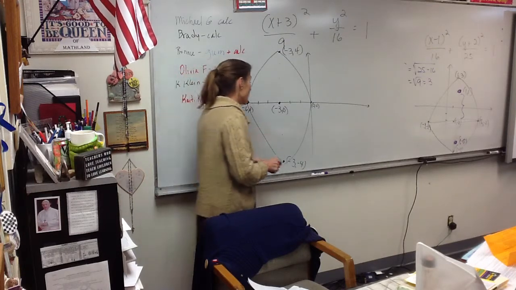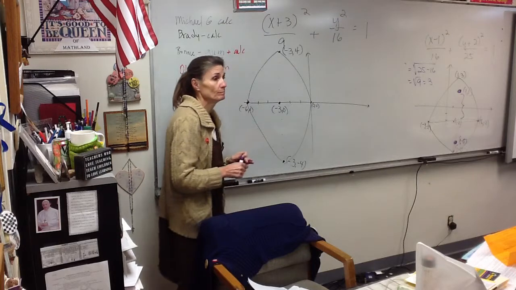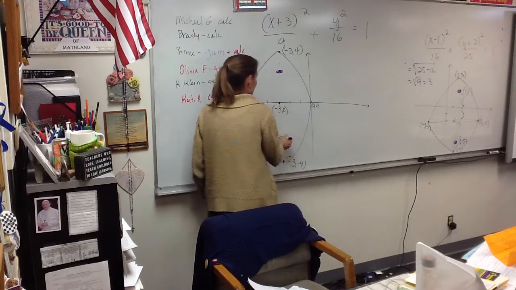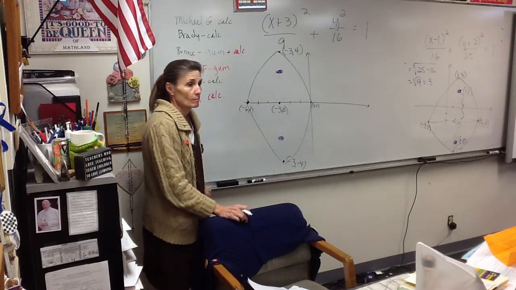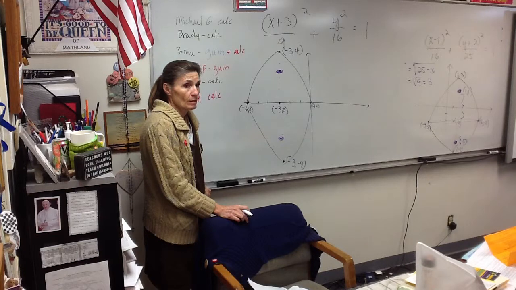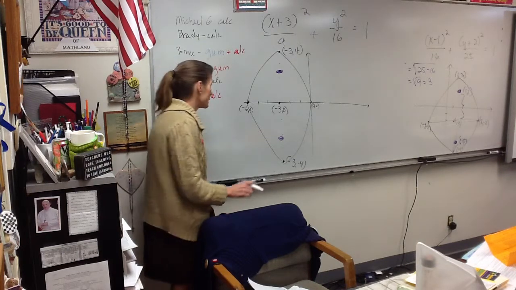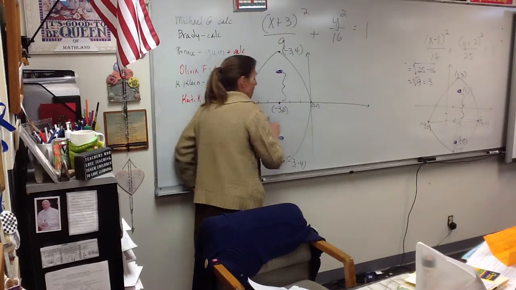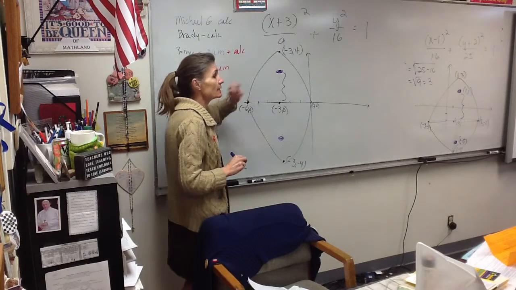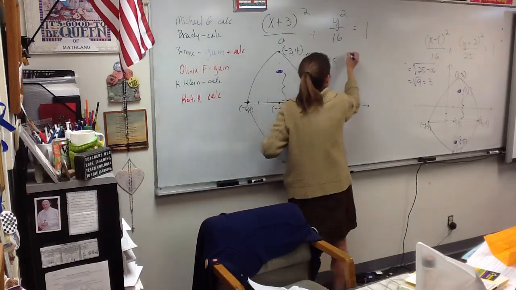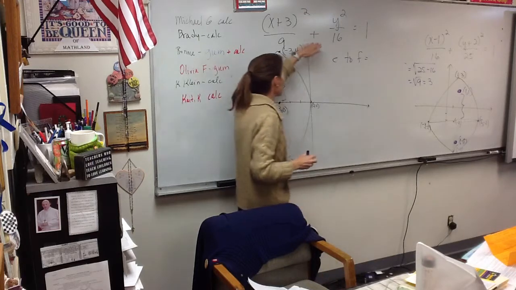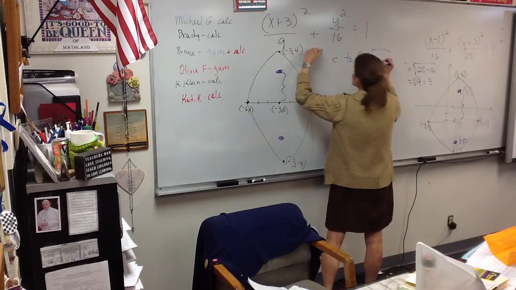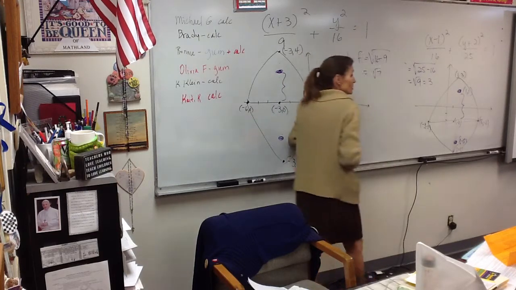Now, where do I put my foci? On the major axis, which means they're somewhere on here, right? Now, we need to find this distance. How far up and down do I go? In an ellipse, center to focus is found how? What do you do in the equation? Subtract the denominators and take the square root. So did you get root 7?